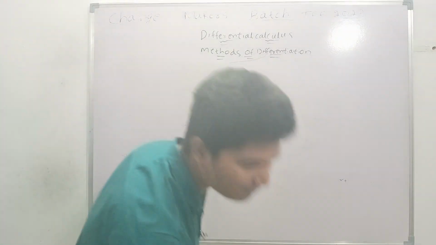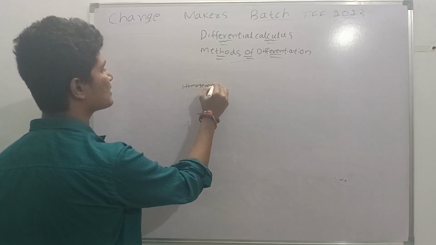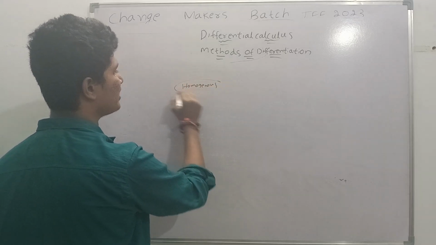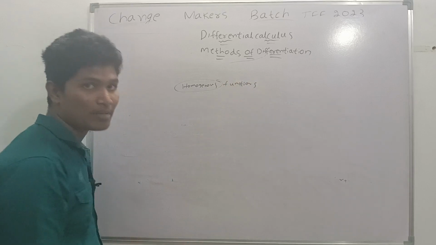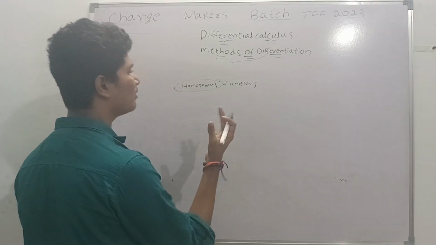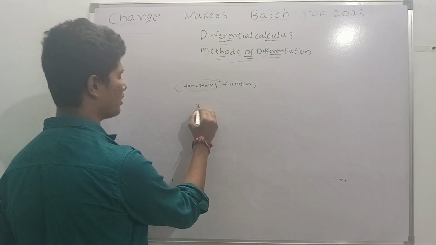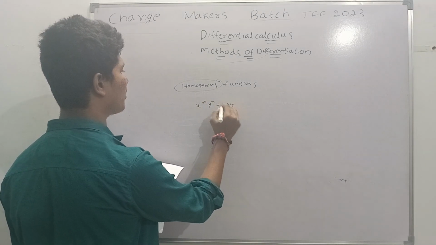I forgot to explain one thing, that is homogeneous. What is the differentiation value for homogeneous functions? What is meant by homogeneous? Homogeneous is nothing but homogeneous functions or same power equations. Suppose we take an example of x power m into y power n equal to (x plus y) whole power m plus n.